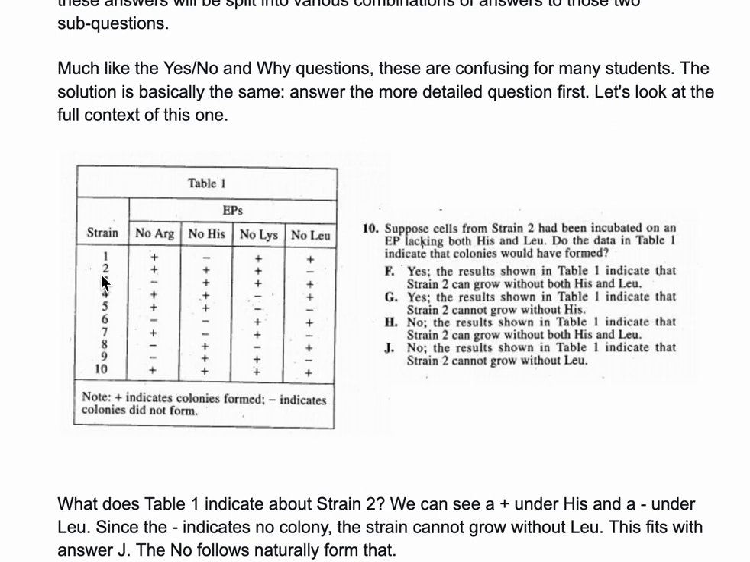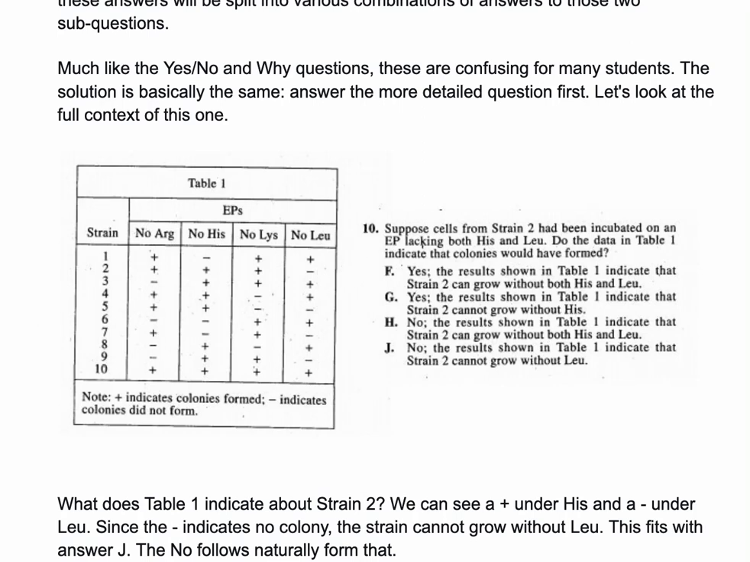Okay, so we're looking at strain 2, and plus indicates colonies form. So colonies form, and this is no arg, no his, no list, no Lou. So colonies form without his, okay? But colonies do not form without Lou. So basically, the results shown in table 1 indicate that strain 2 cannot grow without Lou, right? We see that really clearly. Yeah, they cannot grow without Lou.